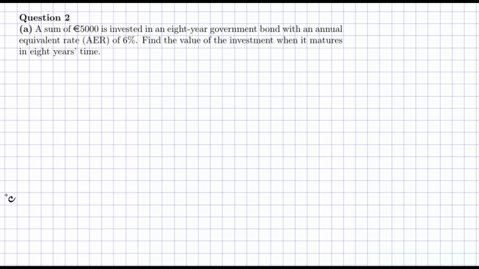In question 2, we're told that a sum of €5,000 is invested in an 8-year government bond with an annual equivalent rate of 6%, and we have to find the value of the investment when it matures in 8 years' time.